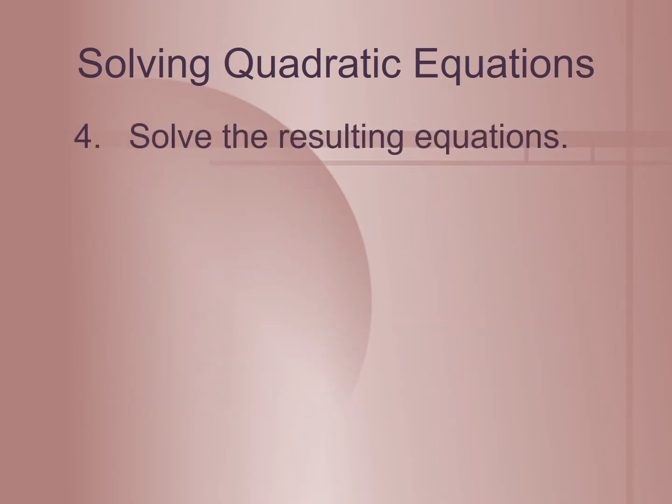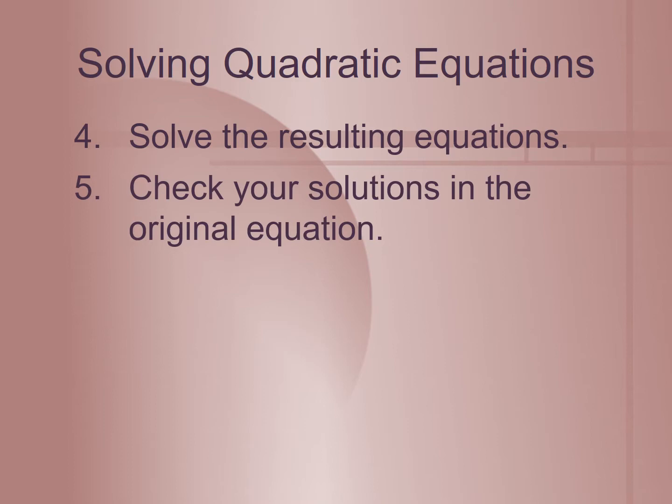Solve the resulting equations, and then check your solutions in the original equation. So let's look at this example. We have 2x squared plus 8x minus 42 equals 0. This is a quadratic equation because we have x squared. So we can use factoring to solve this equation. We want to make sure that it's written in standard form. It's set equal to 0, which it is.